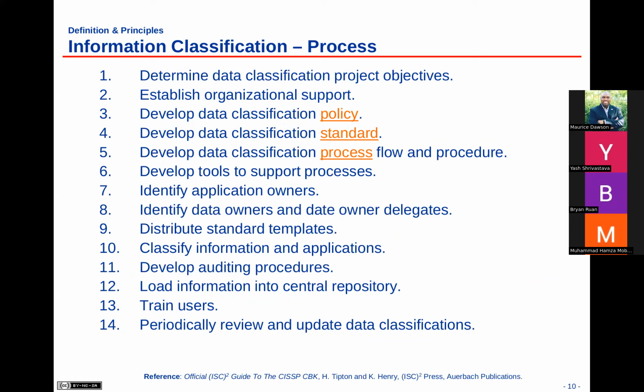Sorry. So this is the process for information classification, right? Determine data classification, the proper objectives, establish organization support, develop a data classification policy, standard and process flow and procedures, develop tools to support processes. Then you want to identify the application owners, identify data owners and data owner delegates, distribute standard templates, classify information applications, develop auditing procedures, load information into a central repository, train users, and periodically review and update data classifications.